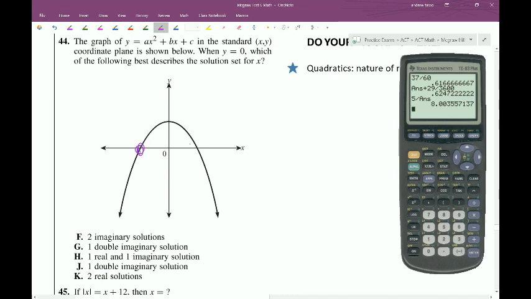Okay, so when you're seeing what the solutions are, you can just see where the x is getting crossed. So I can see the two solutions, so that's two real solutions. If it were imaginary, it would be something like this, where it doesn't hit the x-axis at all.